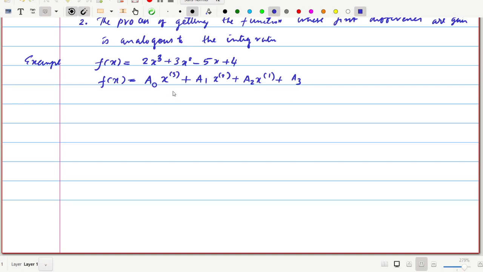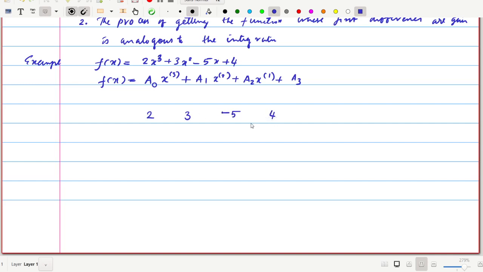These a0, a1, a2, a3 are to be determined. Next we will illustrate a procedure to find out these a0, a1, a2, a3. We follow the following procedure. First you collect the coefficients of this polynomial: 2, 3, minus 5 and 4.